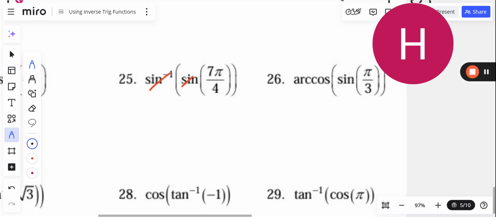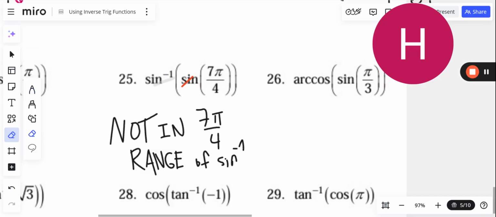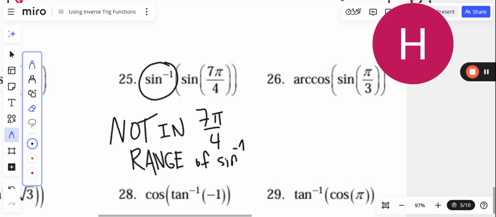That would give us 7 pi over 4. Well, why is 7 pi over 4 wrong? 7 pi over 4 is not in the range of sine inverse. Sine inverse only goes from negative pi over 2 to positive pi over 2. So this can't possibly give you 7 pi over 4. When I do sine inverse of something, I can't possibly get 7 pi over 4.